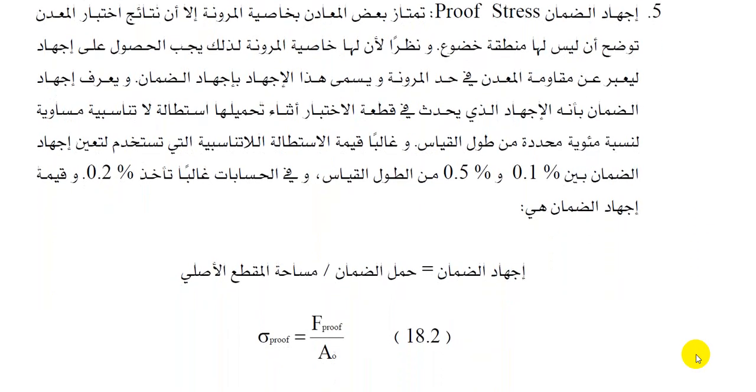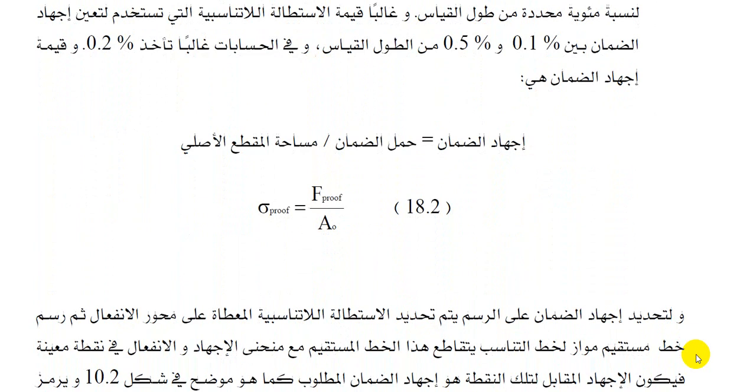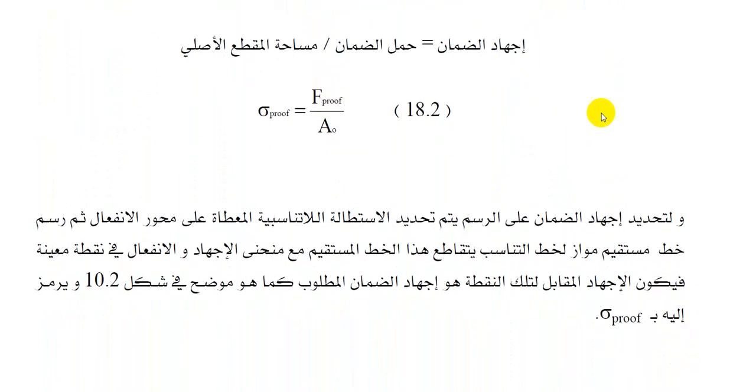يعني قيمة إجهاد الضمان هي كالتالي. The proof stress is equal to the proof load divided by the original cross-sectional area. The word proof indicates that this is the stress representing the strength of the material within the elastic limit only, equal to F proof, which is the proof load, divided by the area.